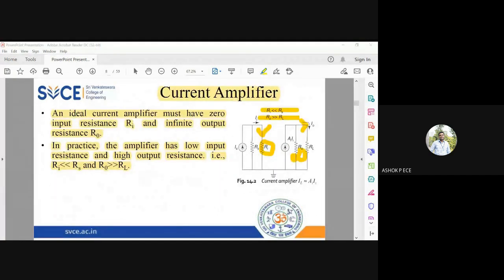Any doubts in current amplifier? Anybody having doubts in drawing the current amplifier and deriving the conditions for current amplifier? Any queries, please ask.